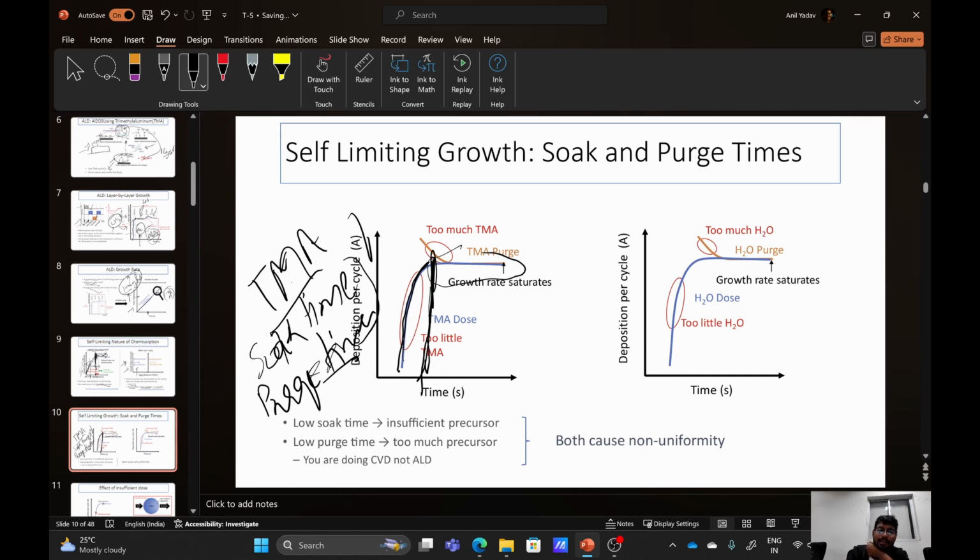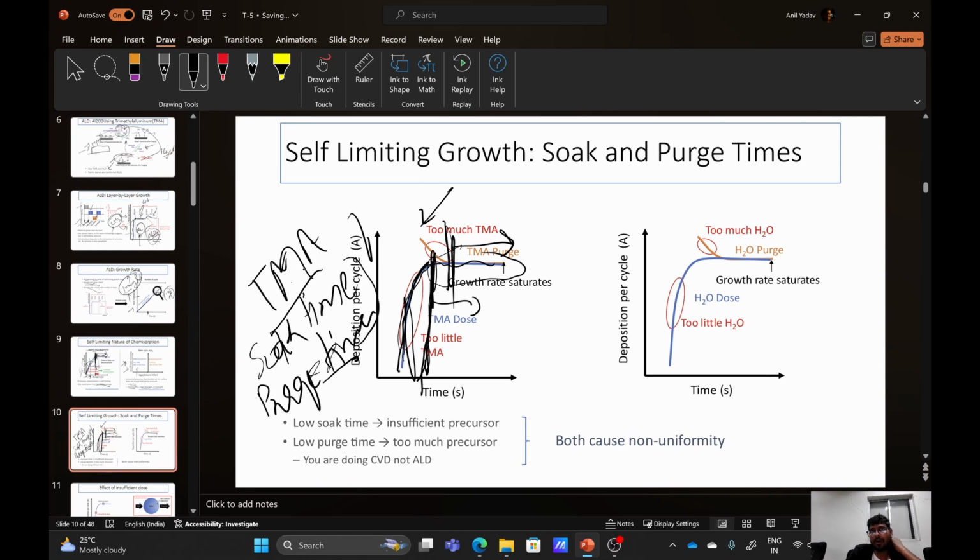This is a typical graph of the soak time, and the orange one is typical for the purge time. Your soak time should be greater than this, and your purge time should be greater than this. If your soak time is less than this, there won't be full coverage of the TMA.